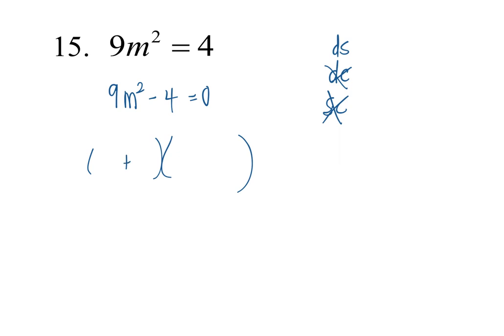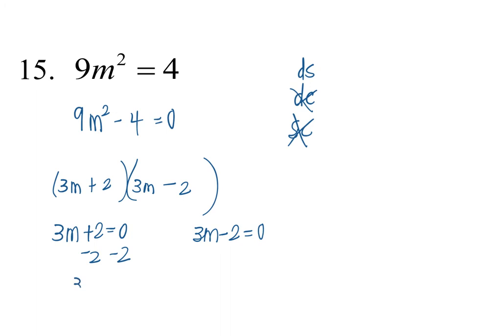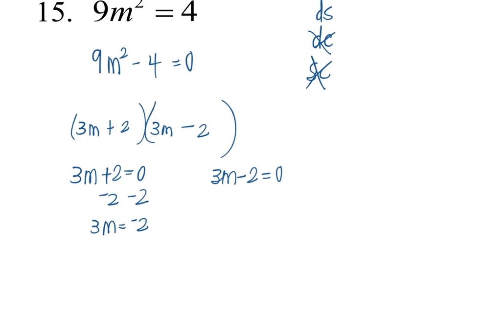So plus, minus, take the square root of the front and the back. Square root of 9 is 3. Square root of m squared is m. Square root of 4 is 2. So set both factors equal to 0. So I'm going to subtract 2 from both sides and get that 3m equals negative 2, so that then I can divide by 3.